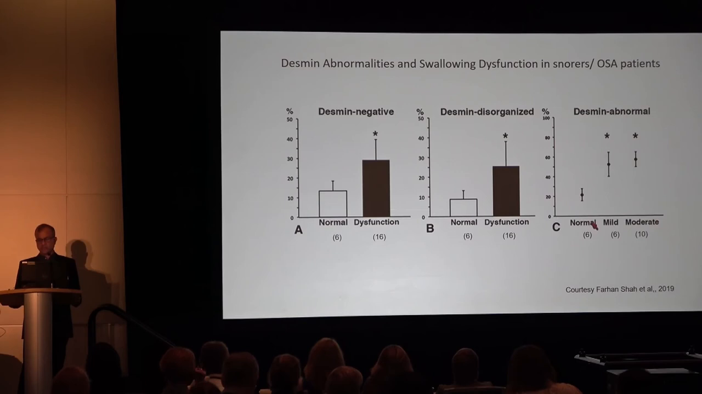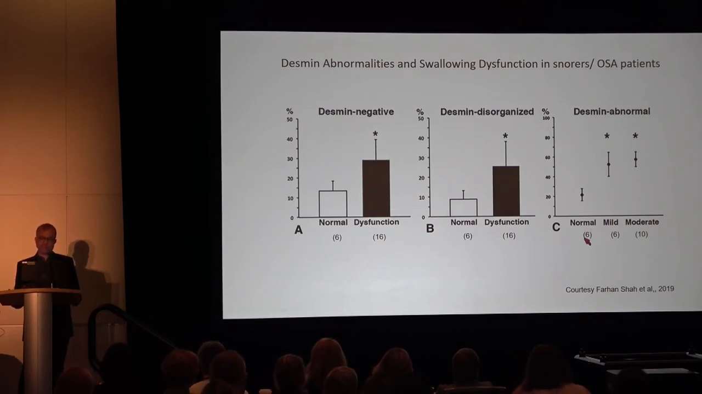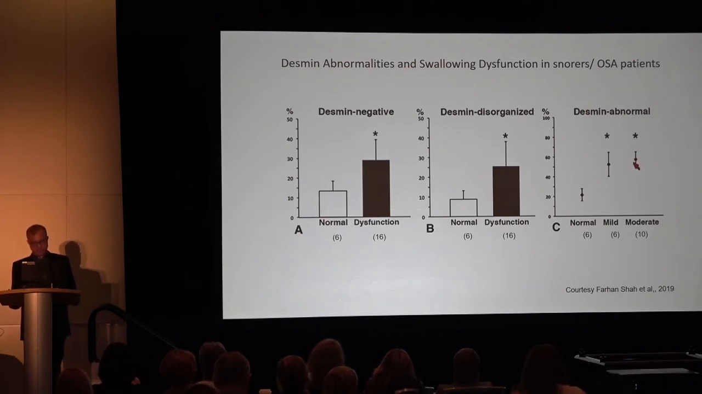It's better this way. This is normal, mild, and moderate swallowing. These are all OSA patients, 10, 6 plus 6, 22 patients here. The 6 normal patients have fewer desmin abnormalities, and mild has more, around 57, like this here, and this is the median. It is also much more increased in moderate.